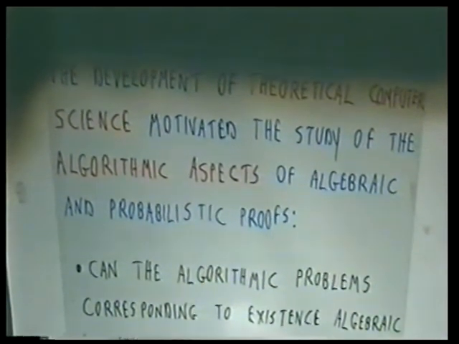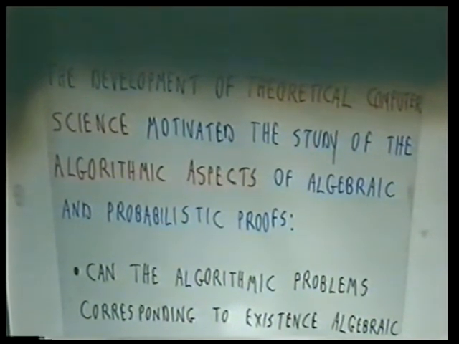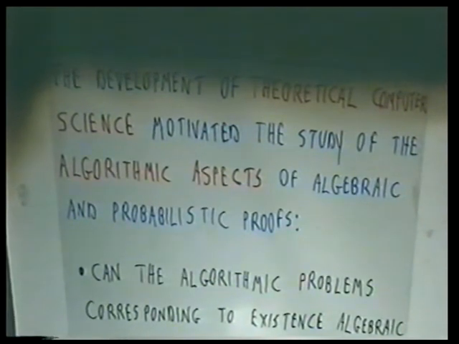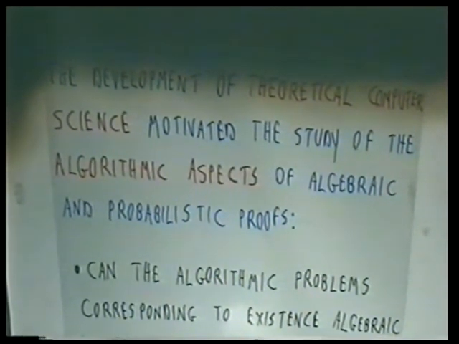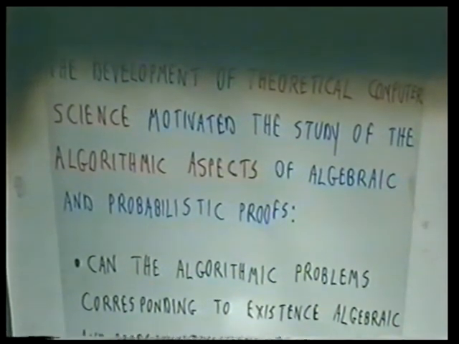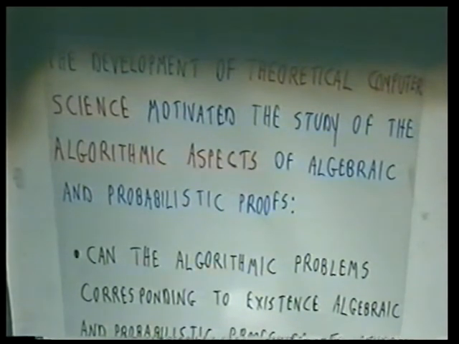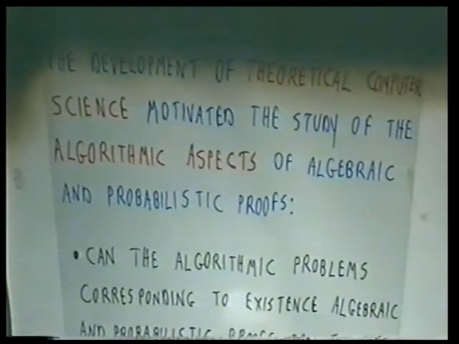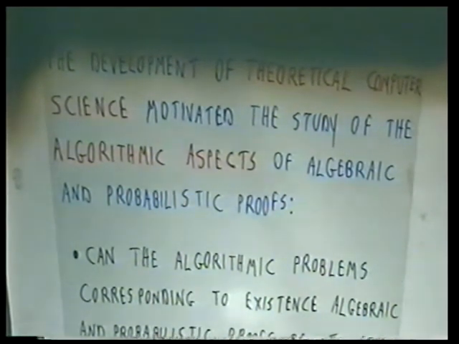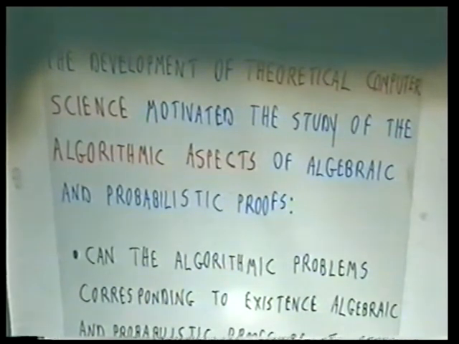So I want to say something in the last 5 minutes about the algorithmic aspects of these techniques and others. It would probably be fair to say that one of the main reasons for the development of discrete mathematics in the last 2 decades was the tight connection to theoretical computer science. And this connection suggests the study of the algorithmic aspects of algebraic and probabilistic proofs and other proofs in combinatorics. And here are 2 questions that one can ask.